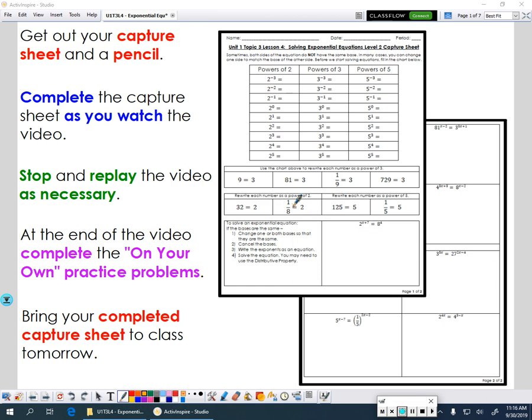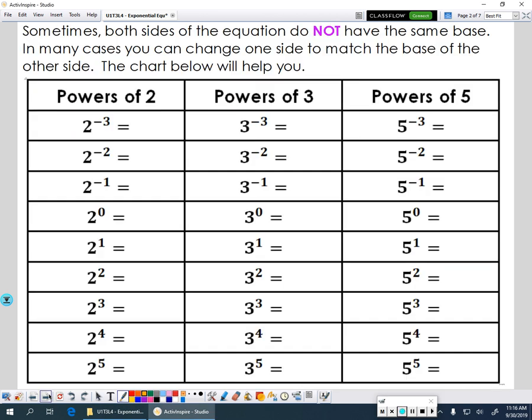Today we're going to be looking at solving exponential equations where our bases are not the same. So all the problems we've done before have had the same base, but today we're going to be looking at situations where the bases are not the same. The only difference between what we did yesterday and today is we need to create the same base, and this chart is going to be very helpful to you.